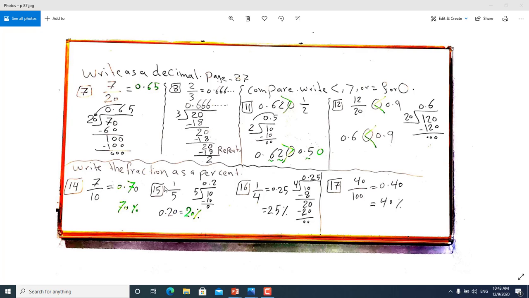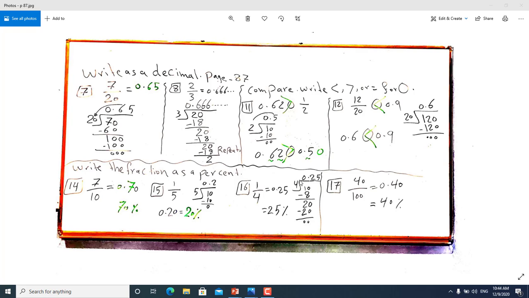And 1 over 5, this one will be divided by 5 to get a decimal. 1 divided by 5 is 0, and we will put a point and 0 there. 10 divided by 5 is 2. 2 times 5 is 10. So 1 over 5 is 0.2. Also, we can add this 0 to make hundredths to write as a percent. It's 20%.